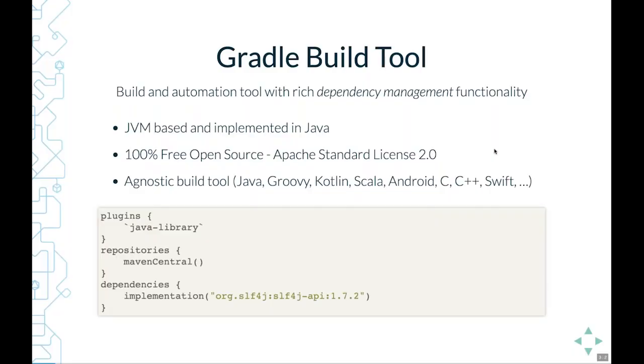Here at the bottom of the screen, you see a short build script that will build a Java library pulling dependencies from Maven Central, and we're using a logging API dependency.